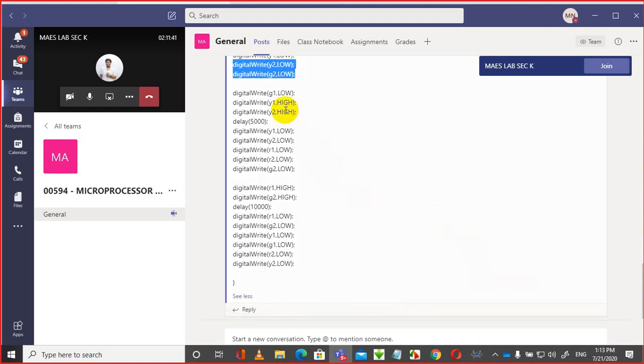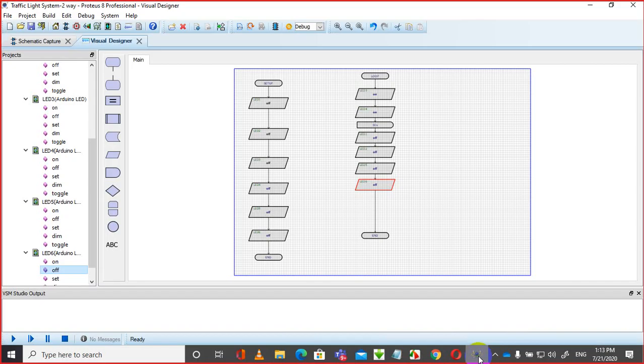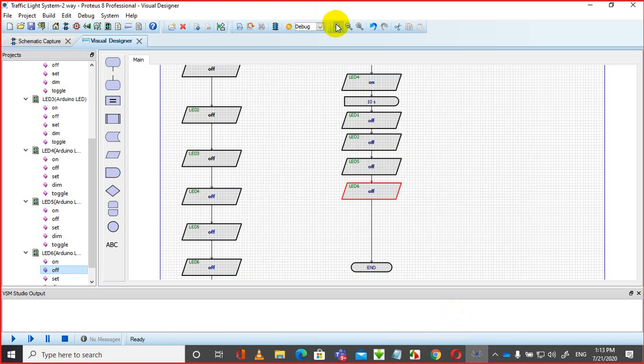Okay. So again, look at the coding. Then for the first lane, what do we do? Green we make low and yellow we make high for the first lane. Okay, look at over here. For the first lane we make green low and yellow high.